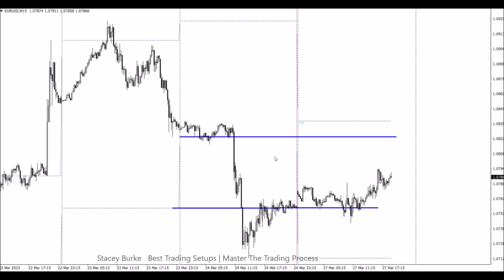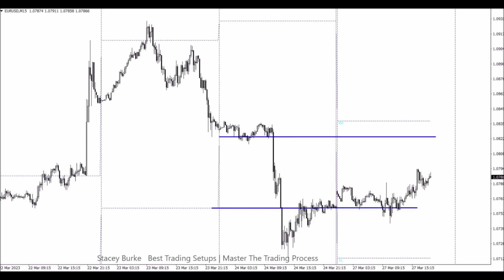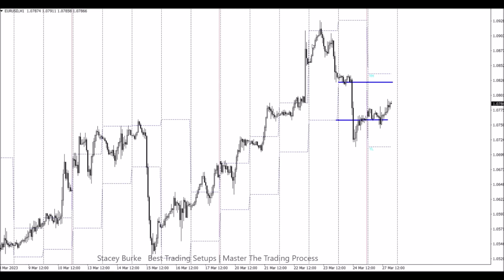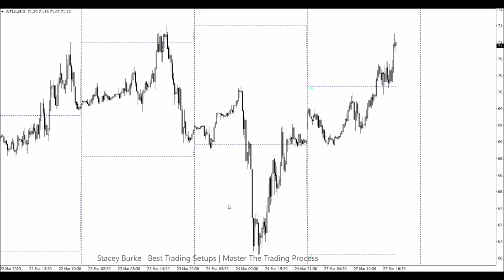And these are the levels that I'm using to identify that. We come back and we look at the euro. We're still inside of the high and low of the previous week. And now we are establishing a new high and low of the current week, but we are inside of the previous week's range.